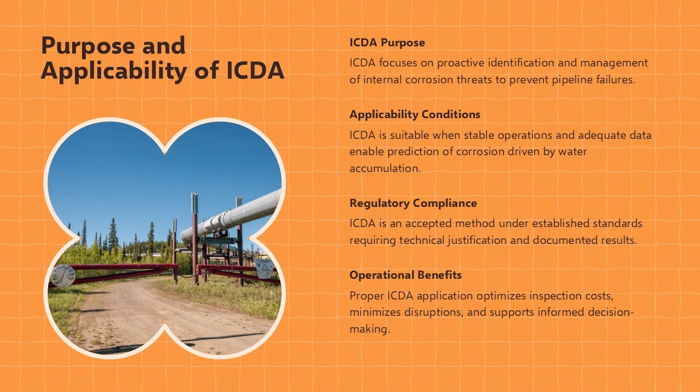ICDA is applicable only when certain prerequisites are met. These include stable operating conditions, adequate historical and design data, and a reasonable expectation that corrosion mechanisms are understood and predictable. The methodology assumes that corrosion is driven by water accumulation and that flow modeling can reasonably estimate where such accumulation occurs. Pipelines with highly turbulent, rapidly changing, or poorly documented operations may not be suitable candidates.